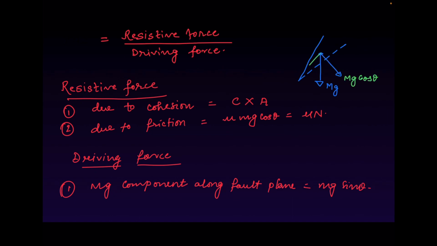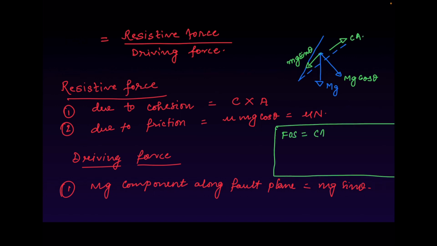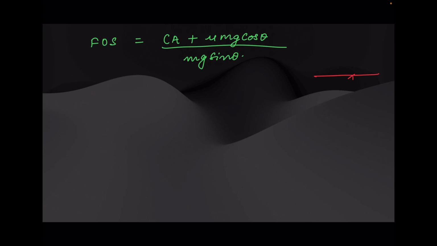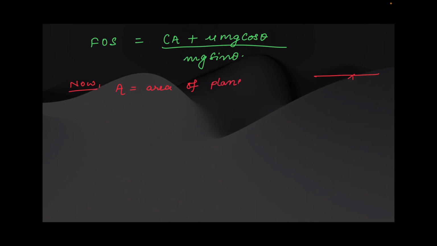After breaking the components, draw the direction of the forces, and factor of safety will be equal to the sum of resistive forces divided by driving force, which is equal to (CA plus mu mg cos theta) divided by mg sin theta. Factor of safety is given by the formula that we have already derived. In this, A is not given and mass is given in the form of unit mass.